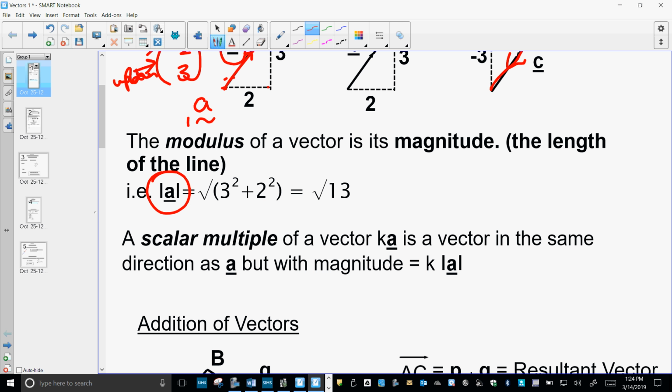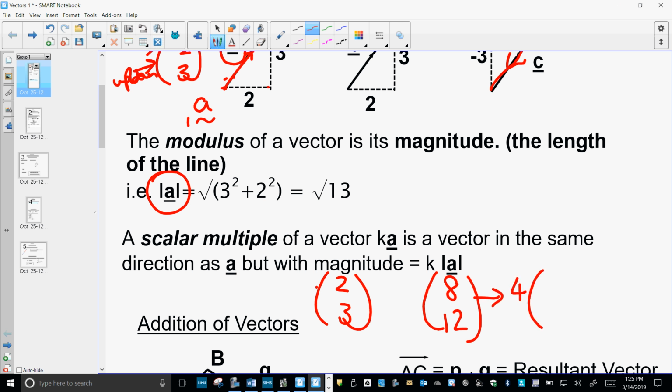A scalar multiple of a vector is a vector in the same direction, but with a different magnitude. So for example, if I had 2, 3, and I had 8, 12, okay, this one here I could say was secretly 4 lots of 2, 3. Yeah, you agree with that?